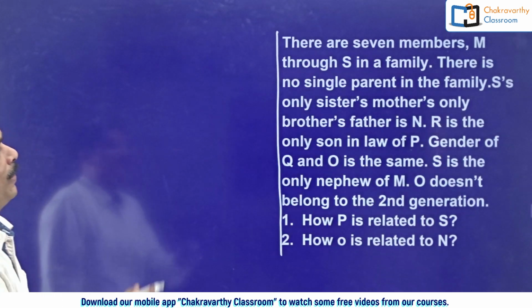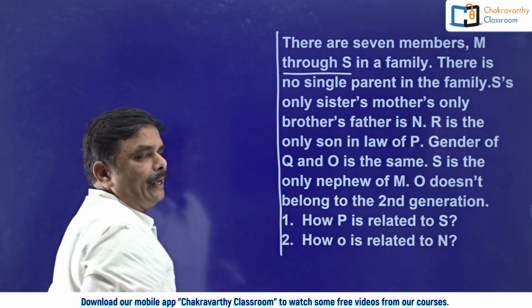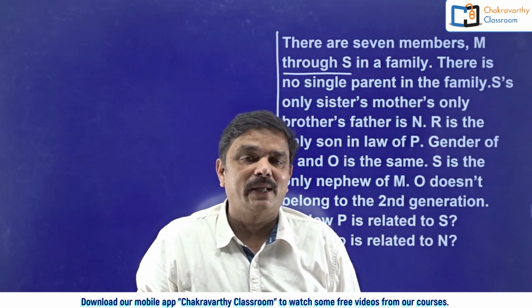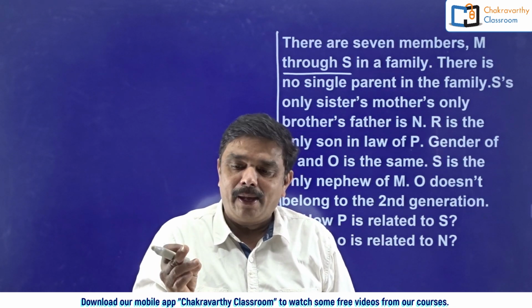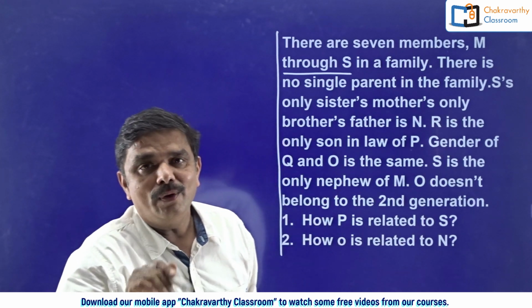Let's start the question as they have given. There are 7 members, M through S. What do you mean by M through S? Nowadays they are giving questions like this. M through S means M, N, O, P, Q, R, S, in consecutive order.